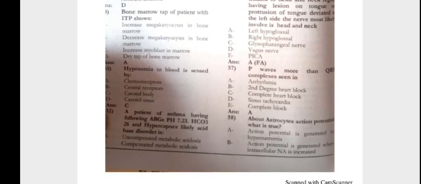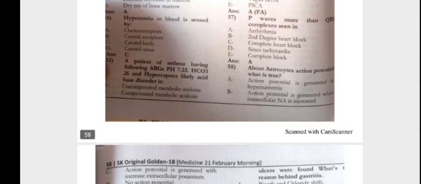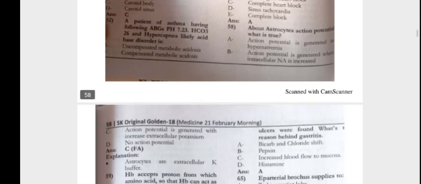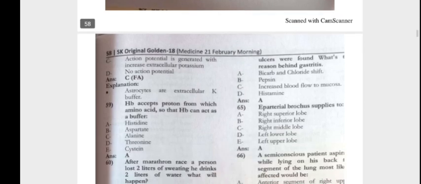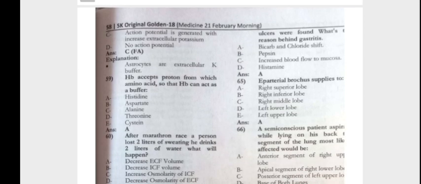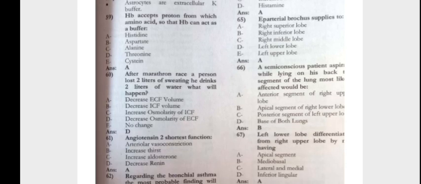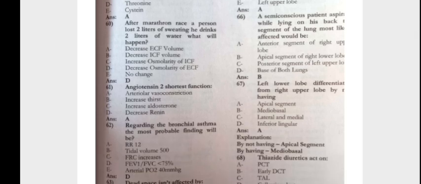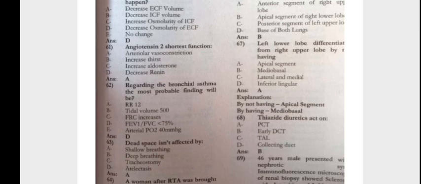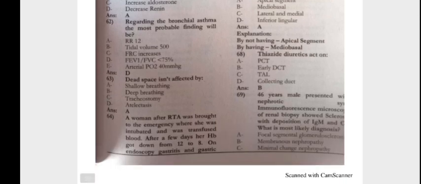More P waves than QRS complexes are seen. The arrhythmias about exercise action potential. What is true? The action potential is generated with an increase in extracellular potassium. Hemoglobin accepts protons. Hb accepts a proton from which amino acid, so that Hb can act as a buffer? The histidine. After a marathon race, a person loses 2 liters in sweating, and he drinks 2 liters of water. What will happen? Decreased osmolarity of the ECF. Angiotensin's shortest function is arterial vasoconstriction. Regarding bronchial asthma, the most probable finding will be FEV1 to FVC ratio less than 75%. That space isn't affected by shallow breathing.